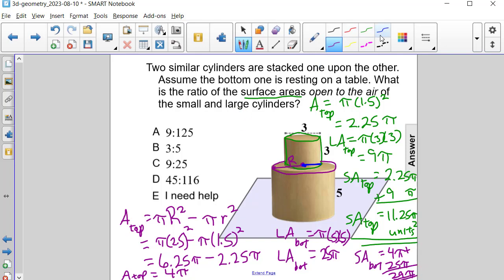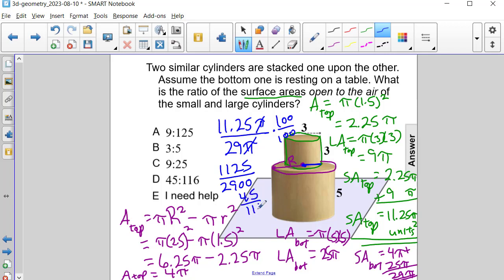And now if we set up our ratio, we will have 11 25/100 pi over 29 pi. Well, the pi's cancel out, and we can also multiply both the numerator and denominator by 100 in order to get whole numbers. So that'll be 1,125 over 2,900. And then if you divide both of those by 25, you will end up getting 45 over 116, which is answer choice D.